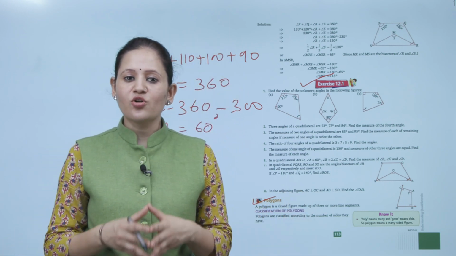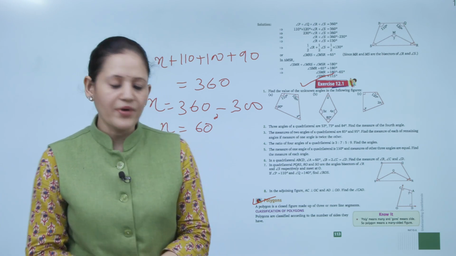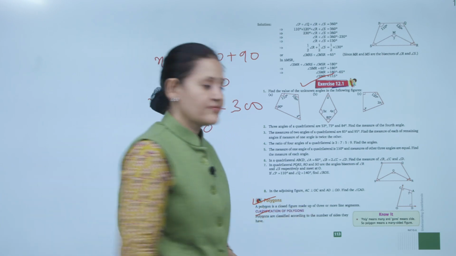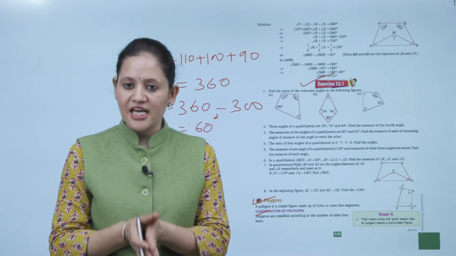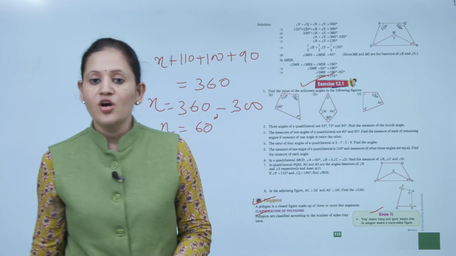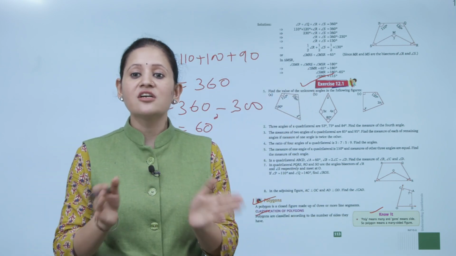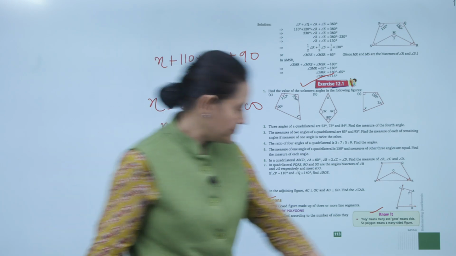A polygon is a closed figure made up of 3 or more line segments. Classification of polygon. Polygons are classified according to the number of sides they have. Know it. Poly means many and gons means side. So polygon means many sides figure.